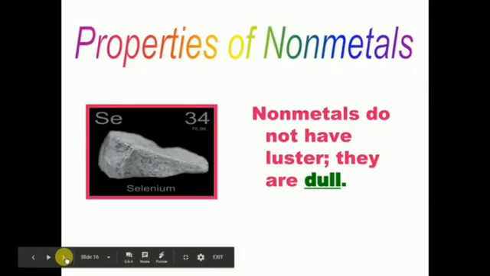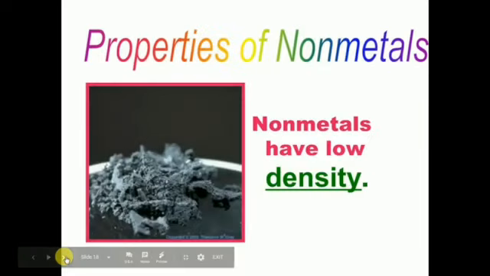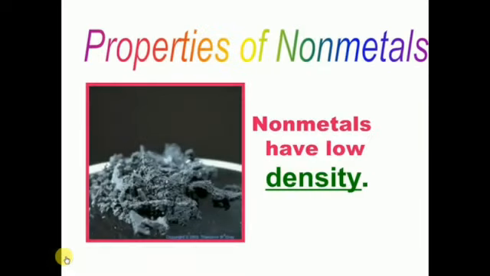Nonmetals do not have luster. That means they are dull. Look here, selenium is given. Quite dull, right? Nonmetals actually don't have shine like that of metals. They are brittle too, as they can be broken easily by hitting against something, like phosphorus with atomic number 15 and symbol P. But this brittleness is quite not so good.